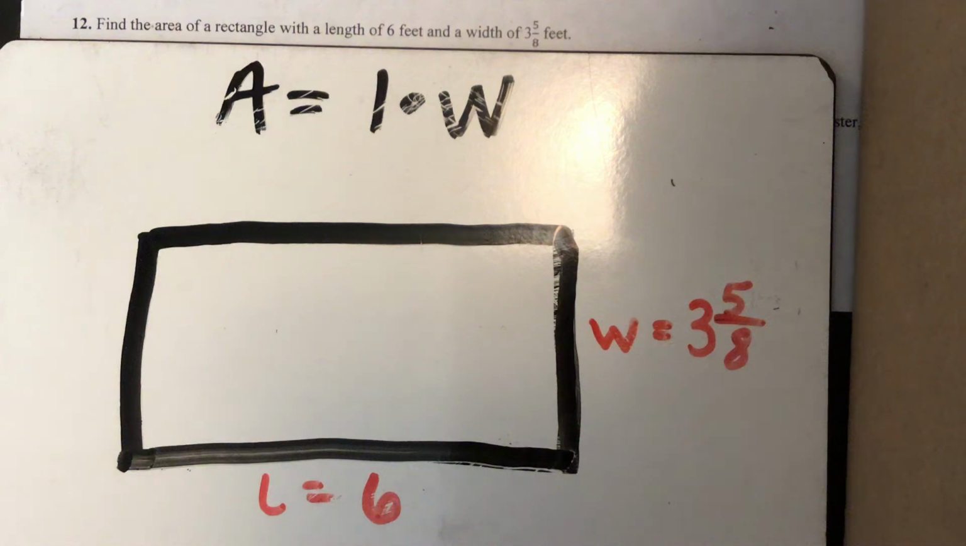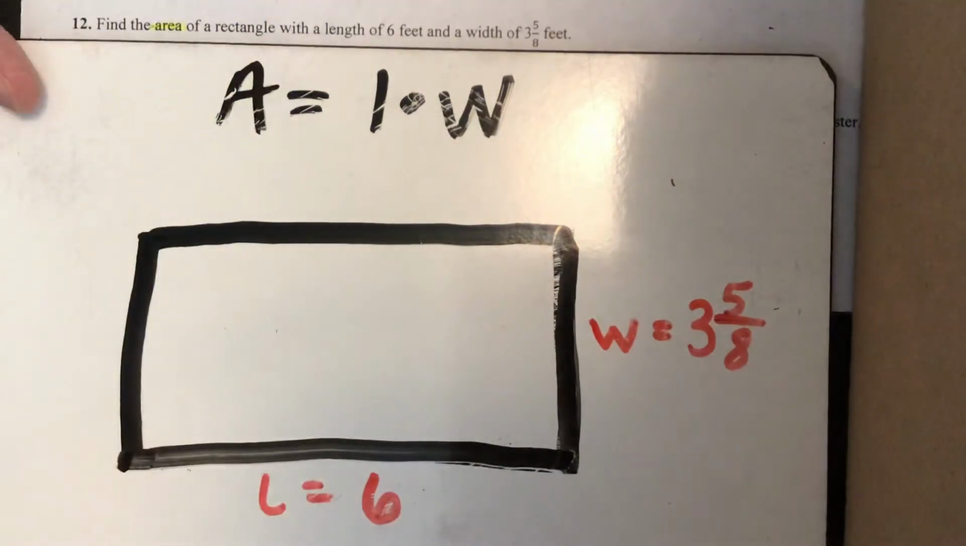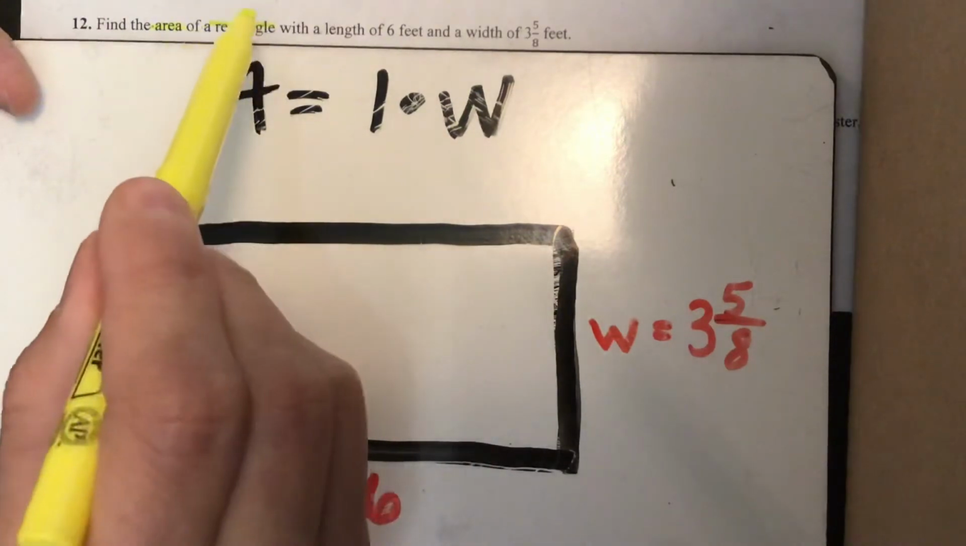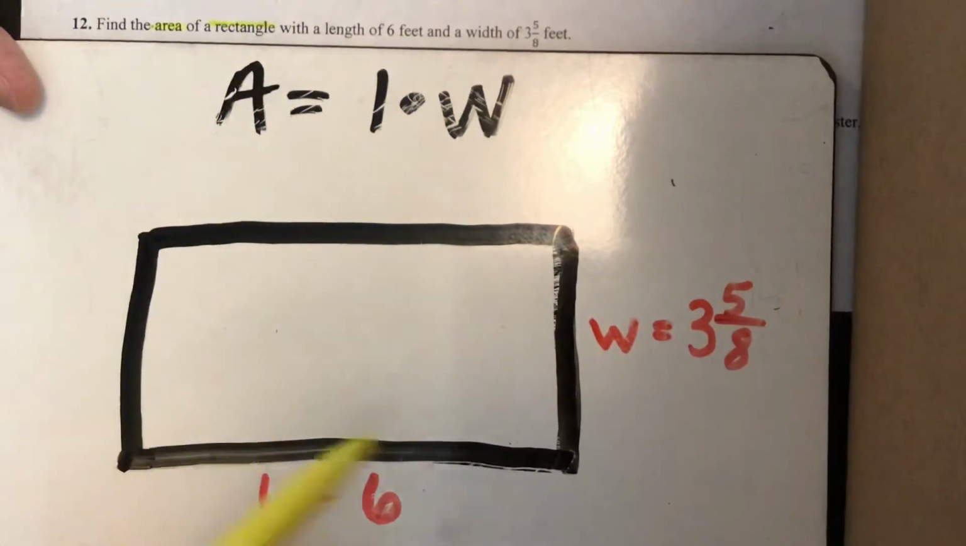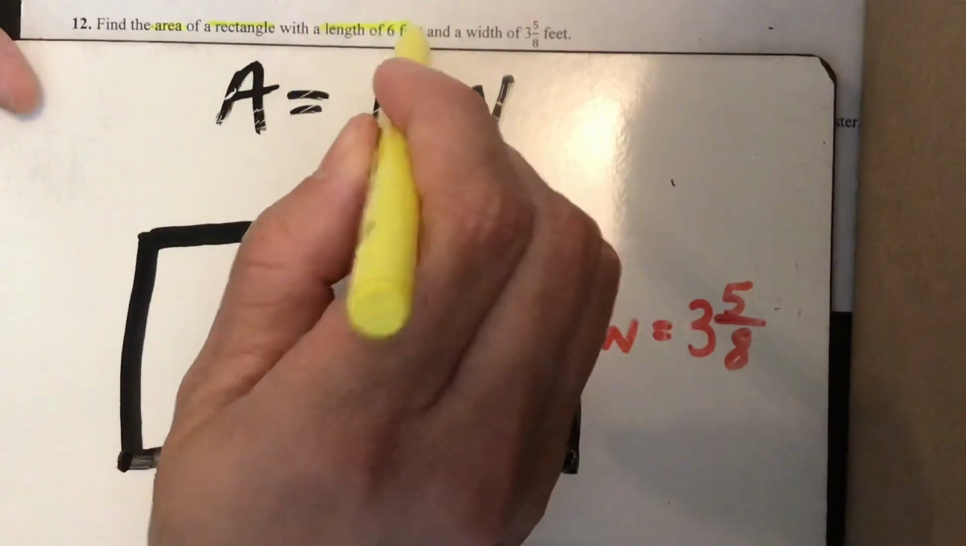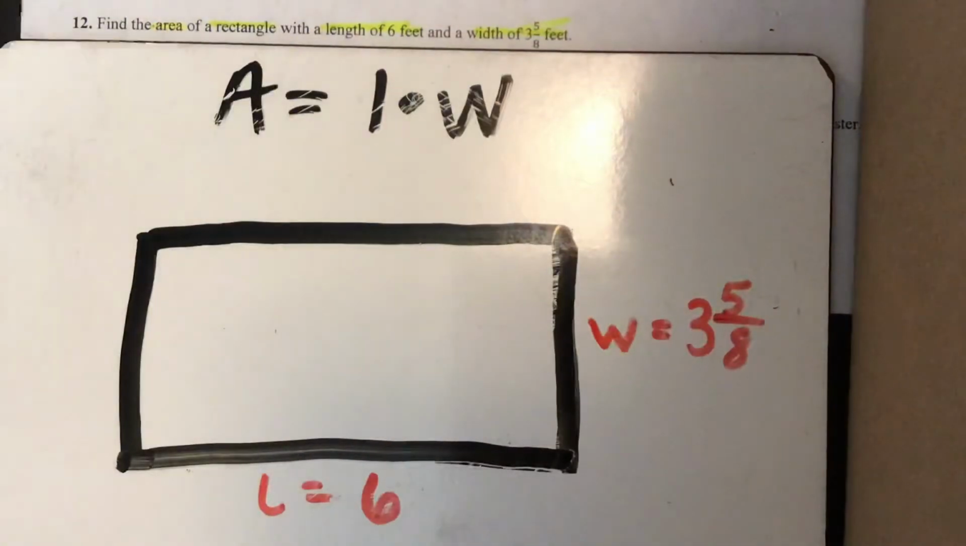All right, number 12, find the area of the rectangle with a length of 6 feet and a width of 3 5/8 feet. Important word here is area, okay? We know we're dealing with the rectangle. When I see that, first thing I'm going to do is go ahead and draw me a rectangle. And then I can label the length is 6 feet and the width is 3 5/8 feet. So that's what I've already done right here.